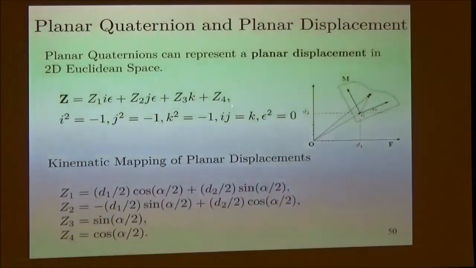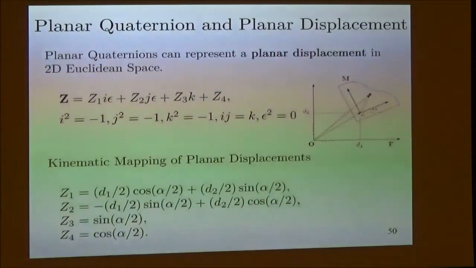Now, how are these parameterized in terms of d1 and d2? Well, if you do that expansion, this is what you will get. So z1 is given by this, a function of d1 and alpha, z2 is given by this, and z3 and z4 are given by those two terms. And this is known as the kinematic mapping of planar displacement. So again, you have the homogeneous coordinate concept. These functions can be treated as homogeneous coordinates, which means you can treat them as a point in a projective space of planar displacement.